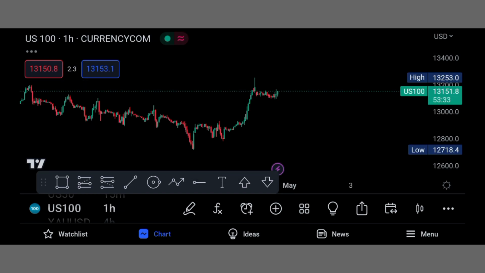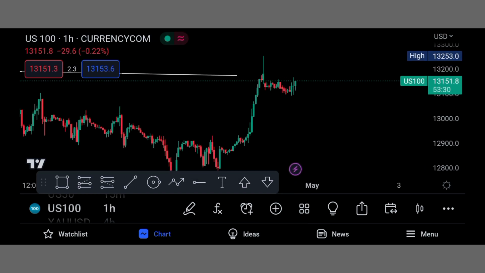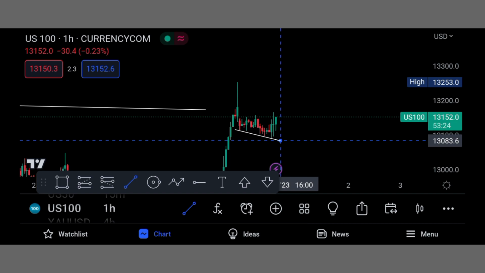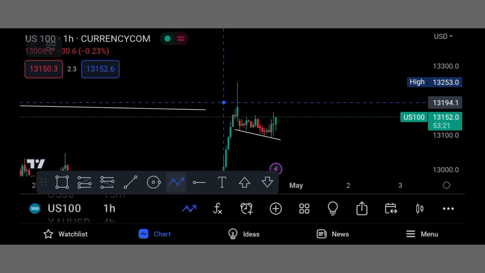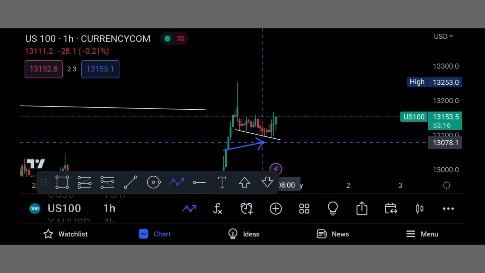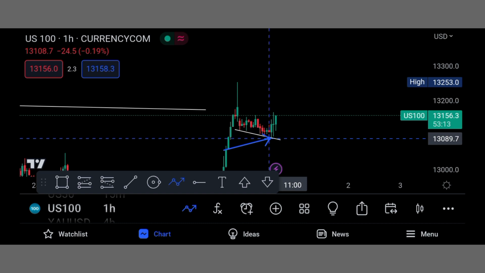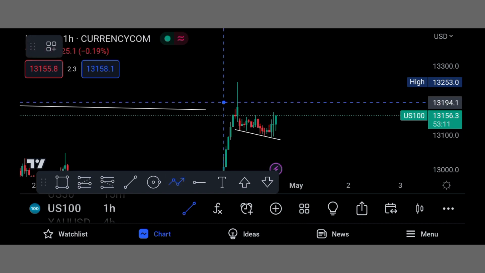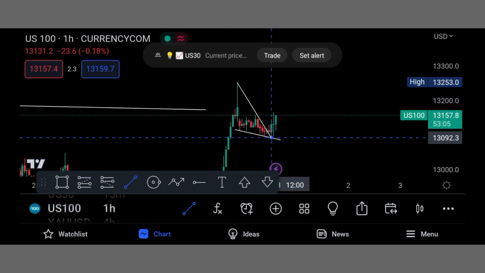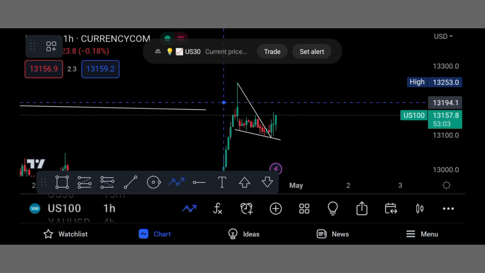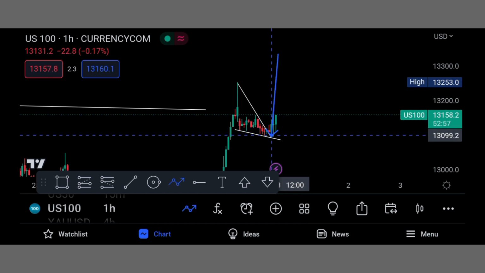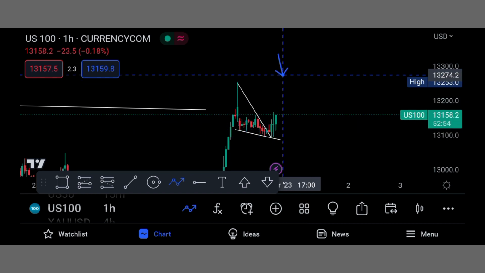Going over to the 1 hour time frame, we can actually see that we have a young correction, right? So this will be our first touch, then this will be our second touch, and then this will be our third touch, right? And then taking this over here, you can see that here we have our first touch, our second touch, then break, retest, going to the upside, right?